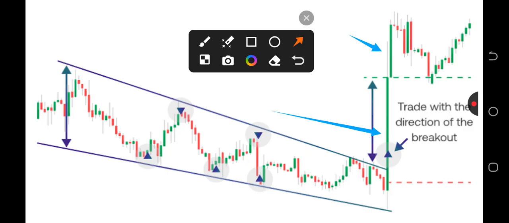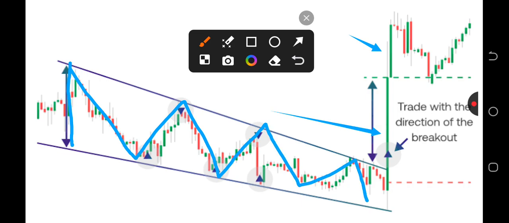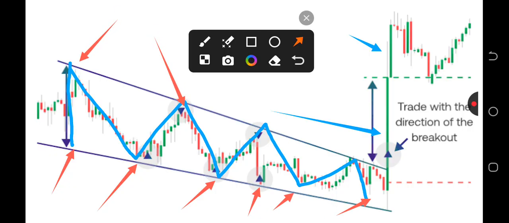Now, if you are following technical analysis, you will see that, okay, this is a channel. The market goes up, it goes down, it goes up, it goes down, it goes up, down. And these are your entry points. If you want to buy, you enter here. Look at your entry points. All these are your entry points if you want to buy. Then if you want to sell, these are your entry points.